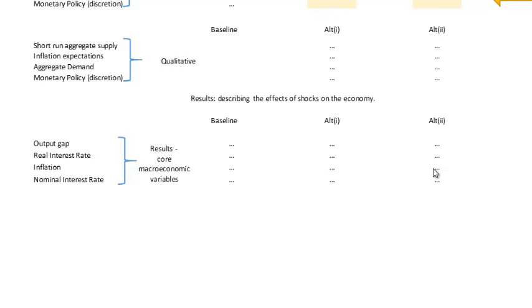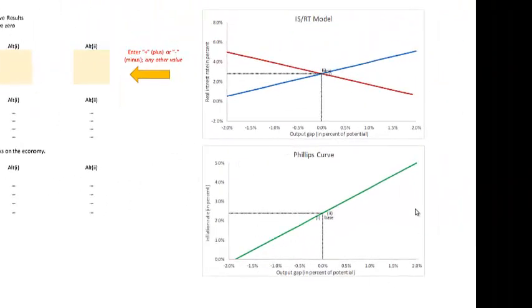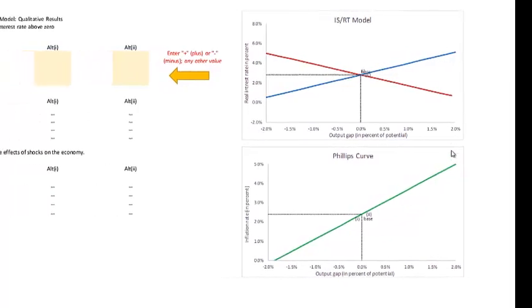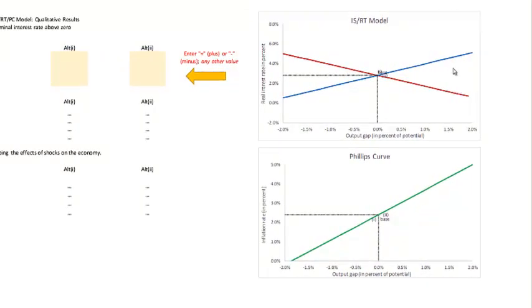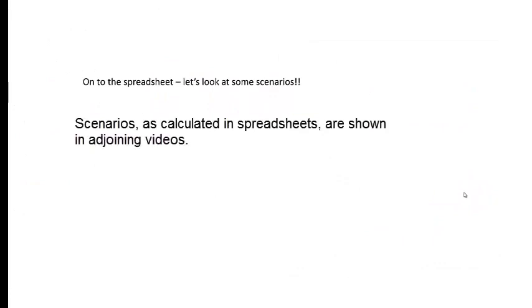We'll see these results in two ways. Here in the bottom left, we'll see a description of the shock's results, and over here to the right, we'll see graphical depictions of these shocks through shifts in the IS curve, the RT curve, and the Phillips curve. So let's do our first set of experiments.